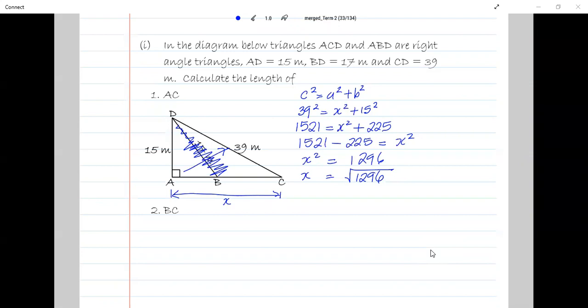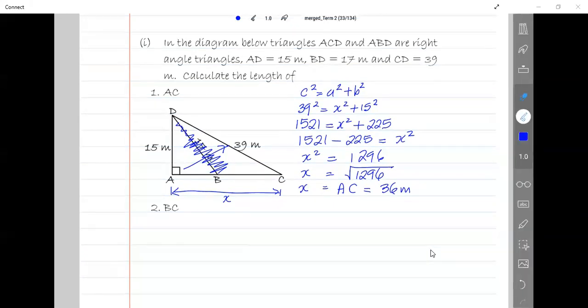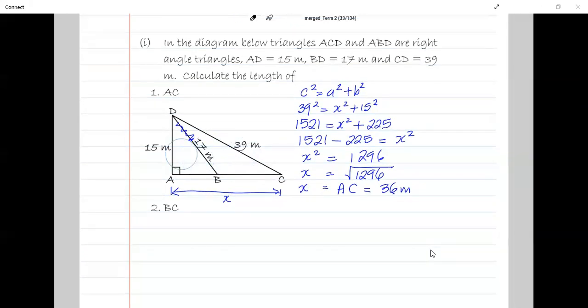All right. So it's the square root of 1,296. And this says X, therefore X, which is AC, is equal to 36 meters. So the first thing we're asked to do is calculate AC. And for AC, we got 36 meters. I'm going to erase whatever we did here. All right. That was just to help us to understand.